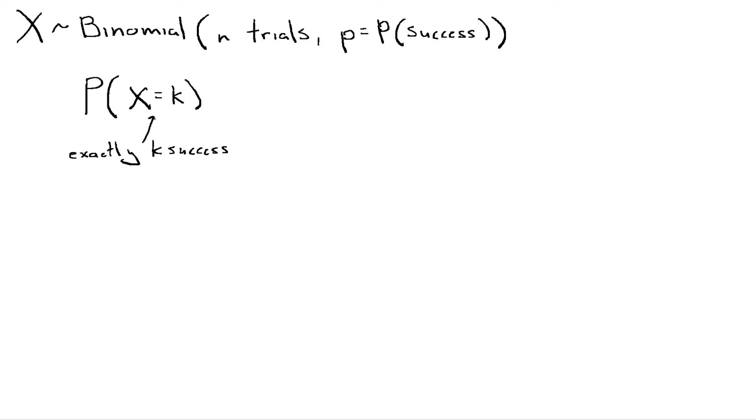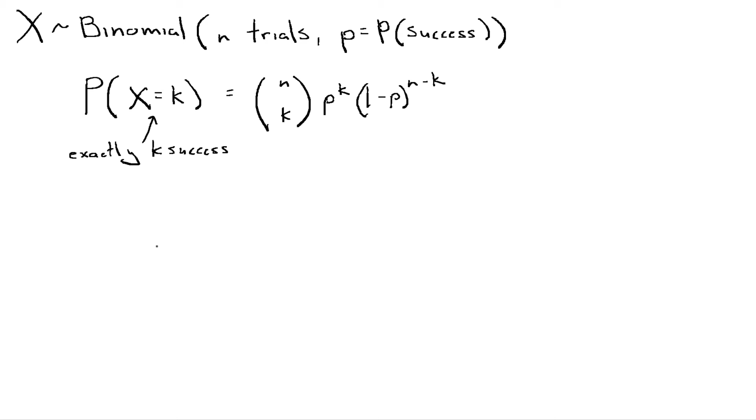The way you do this is you're going to use your combination function. So you're going to have n choose k, or the nCr, whichever you like better. Then it's going to be your p raised to the k, and then it's 1 minus p raised to the n minus k.